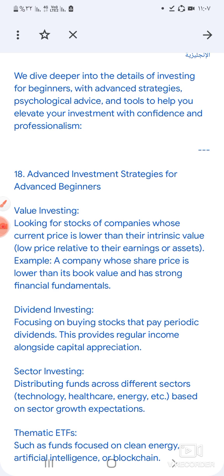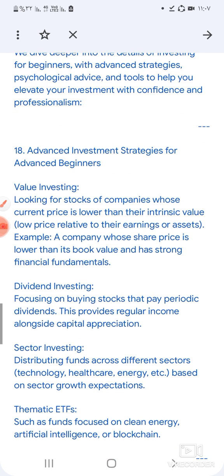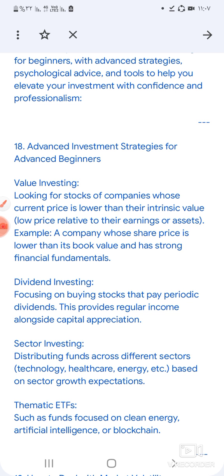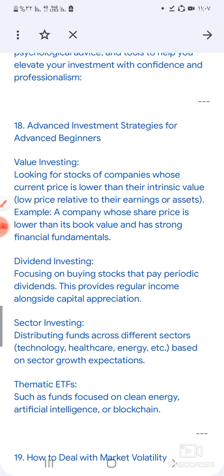Value investing. Looking for stocks of companies whose current price is lower than their intrinsic value, low price relative to their earnings or assets. Example: a company whose share price is lower than its book value and has strong financial fundamentals. Dividend investing. Focusing on buying stocks that pay periodic dividends. This provides regular income alongside capital appreciation.